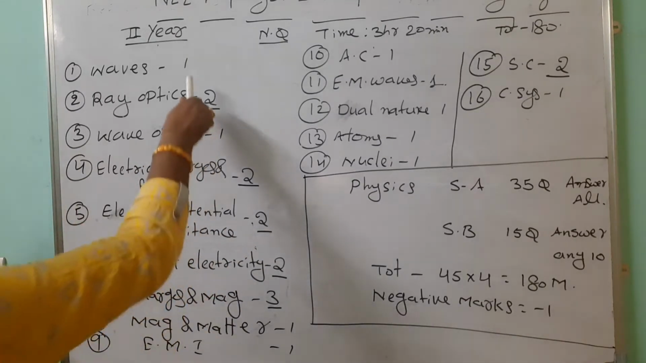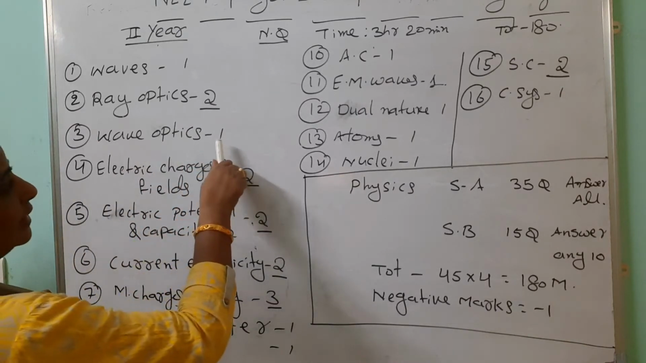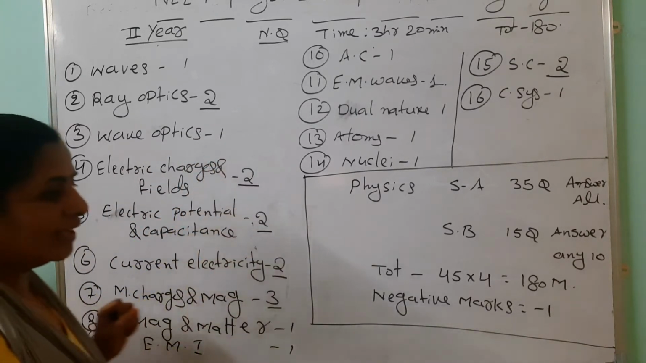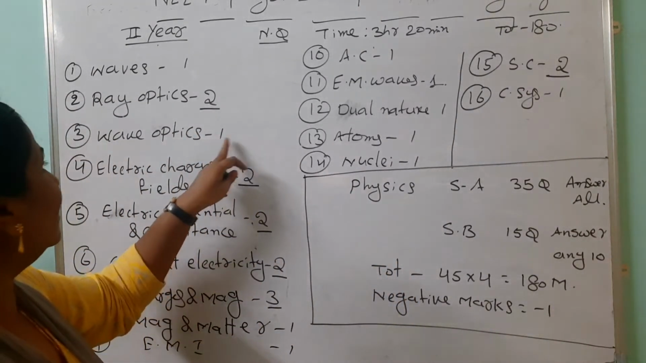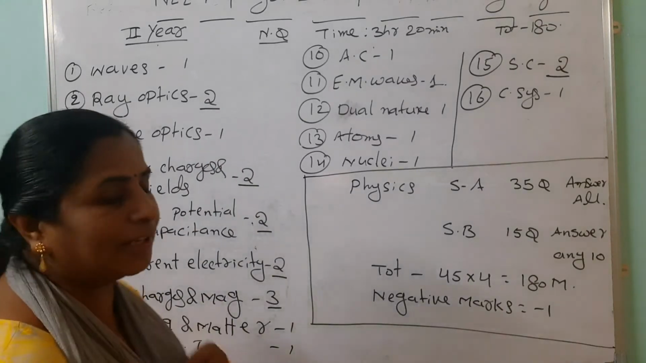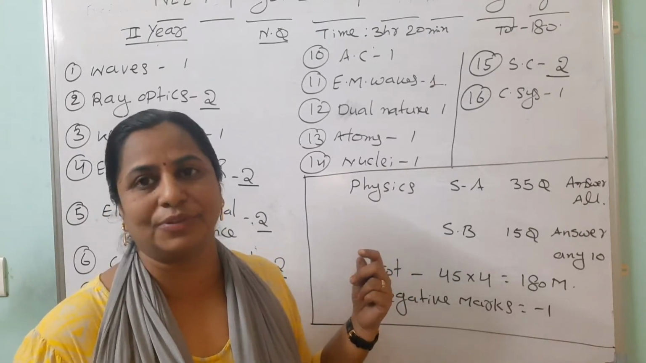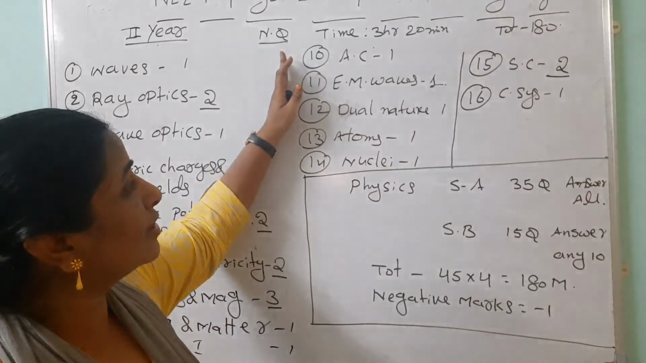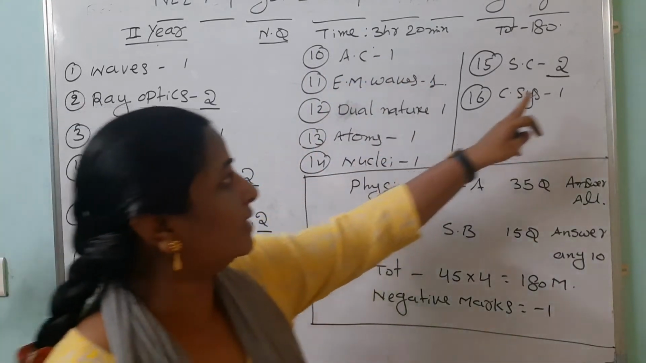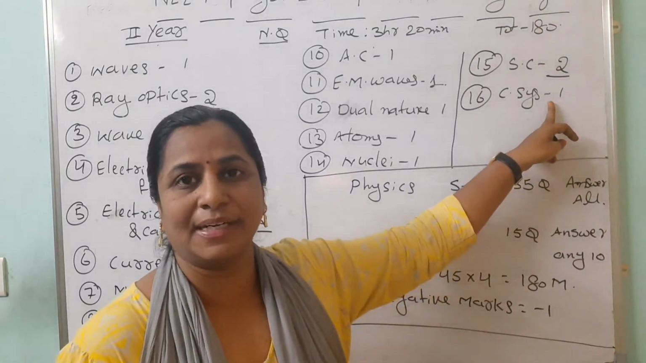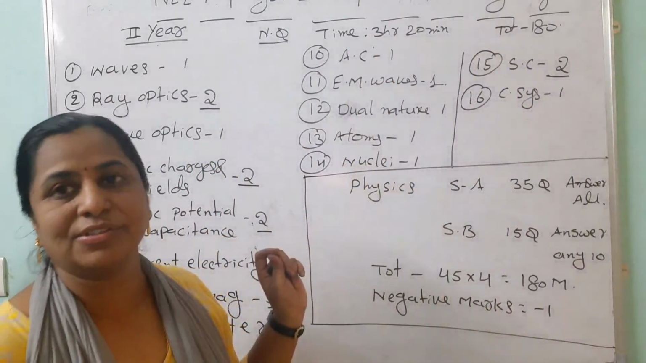So overall, waves is 1 question, ray optics is 2 questions. Wave optics, in 2021 they didn't give, but this year they have increased to 50 questions, sorry. So that's why we are expecting it compulsorily from wave optics. In each and every chapter we are expecting 1 question, and in big, important topics we are expecting 2 questions. This belongs to modern physics. Overall we are expecting 3 plus 2 is 5, plus 3 is 8 questions. 8 times 4 is 32 marks we can gain if you read only these chapters. These belong to modern physics.